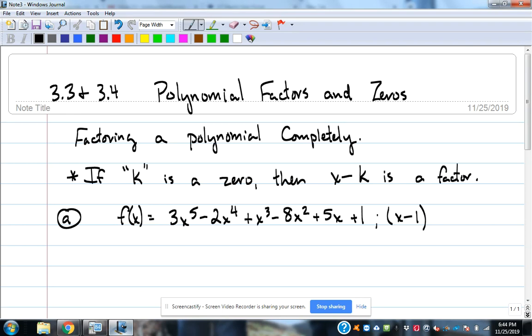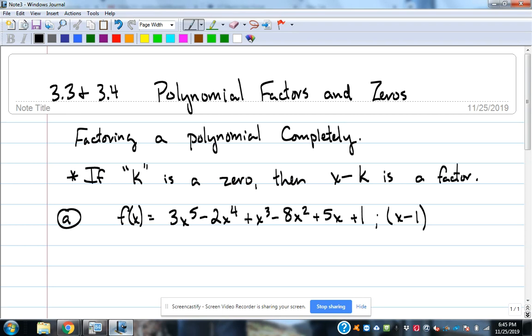One of the statements we need to tie together here is that if k, or some number, is a zero, then x minus k is a factor. Here we have x minus 1. What's k in this case? 1. The opposite of that. So you're always going to flip the sign. That's the idea I want you to catch. Just flip the sign.